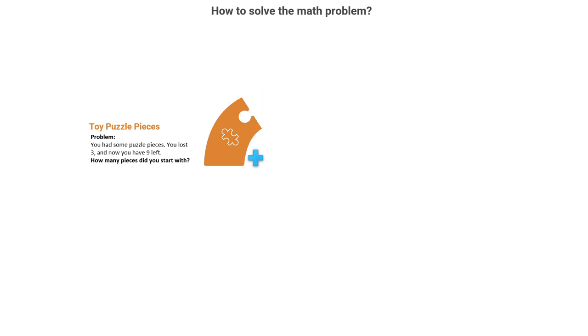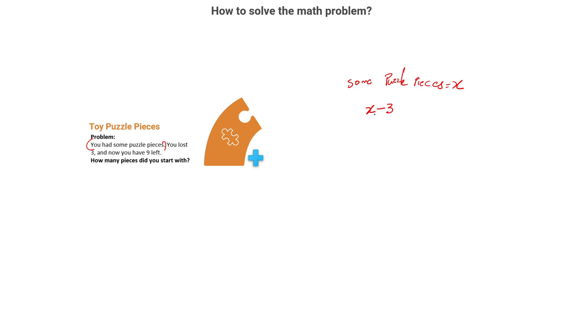Let's take the toys puzzle example. Here it is saying, you had some puzzle pieces, you lost 3 and now you have 9 left. How many pieces did you start with? If you take only this area, you had some puzzle pieces. So let's assume that some puzzle pieces equals x, and now you lost 3 from that x, so that means x minus 3.